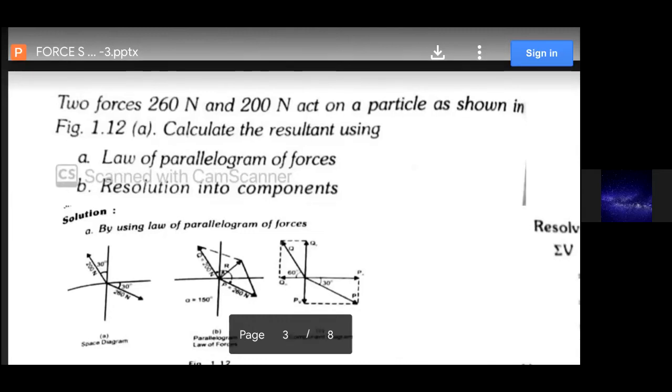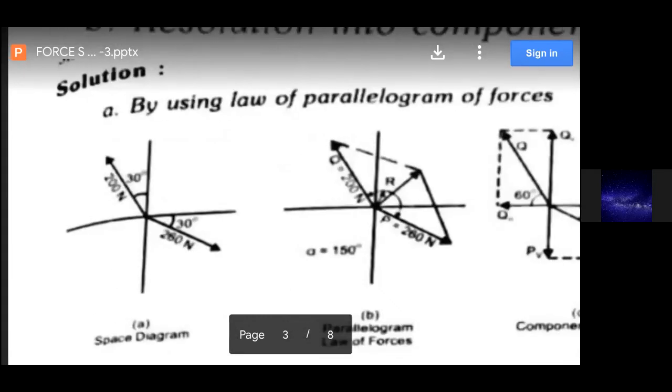Here in the figure, two forces are given like this. The first force is 200 Newtons. It acts in the second quadrant and makes 30 degrees to the vertical line. The second force is 260 Newtons. It acts in the fourth quadrant and makes 30 degrees to the horizontal.